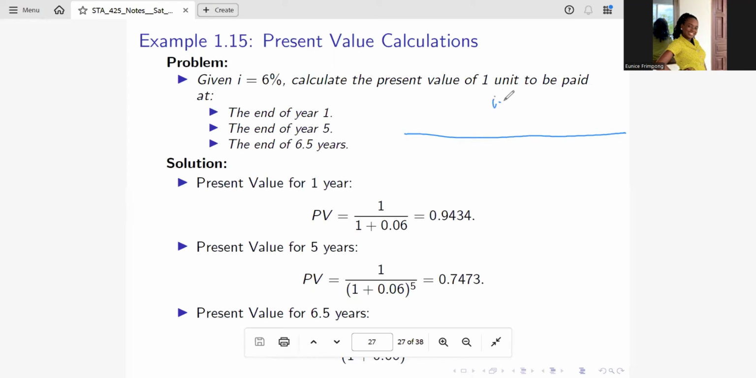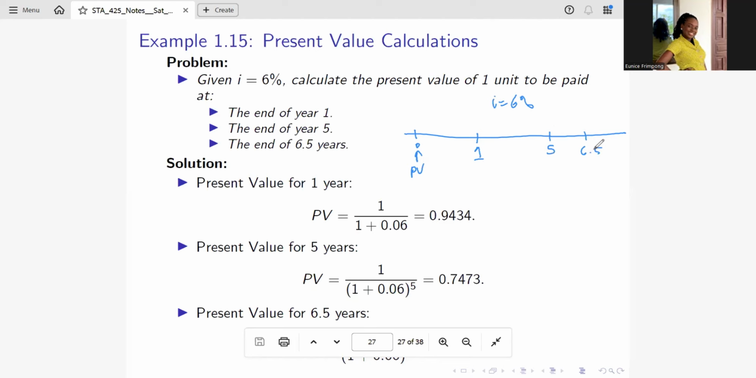I is 6%. Here is the point 0. This is the present value. This is the point I want to come to. Now, I want to find the value of 1 that will be paid at the end of year 1, at the end of year 5, and at the end of year 6.5.